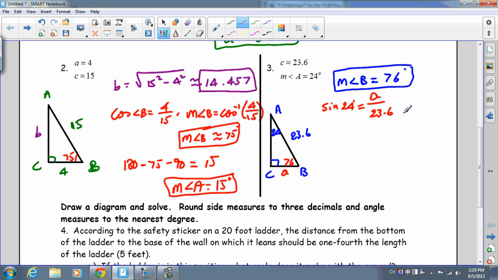Now, I will continue with what I started. To find a here, I will say a is equal to 23.6 times the sine of 24 degrees, which is approximately equal to 9.599.